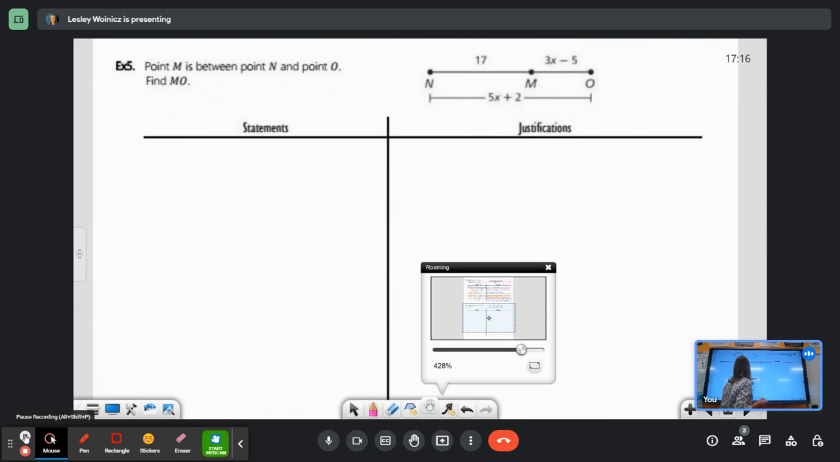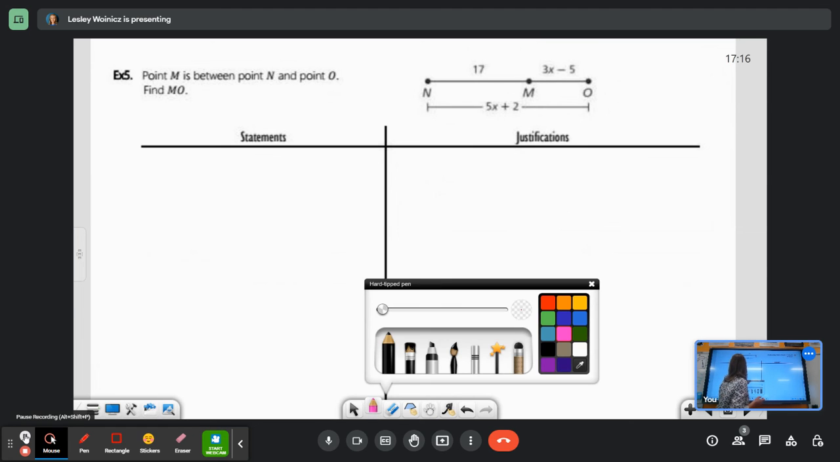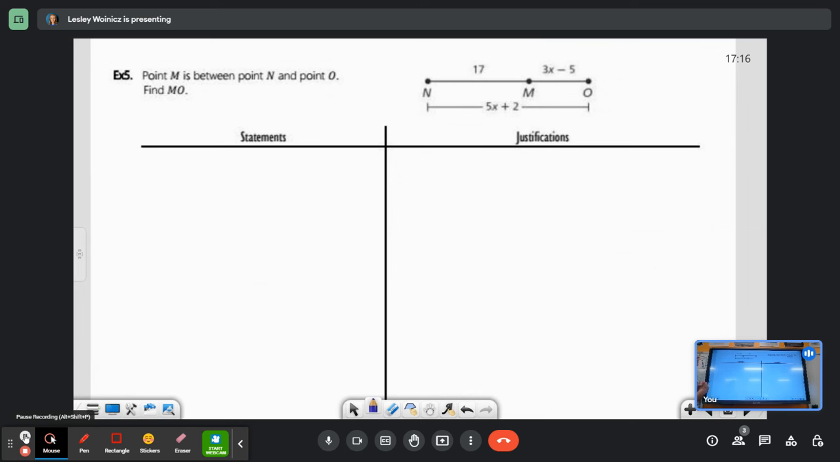All right, let's look at example 5. We know that point M is between point N and point O. If it's between, that means that we can use the segment addition postulate. The 2 smaller pieces on the segment add up to the whole segment. We're going to find x and then we're going to find MO, the measure of segment MO. So first, we have to start with all the stuff they gave us.